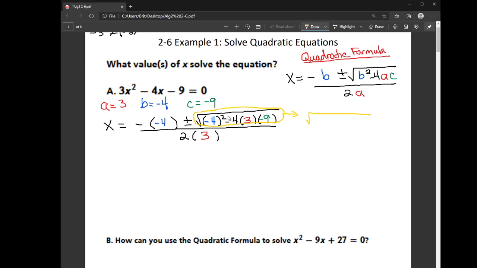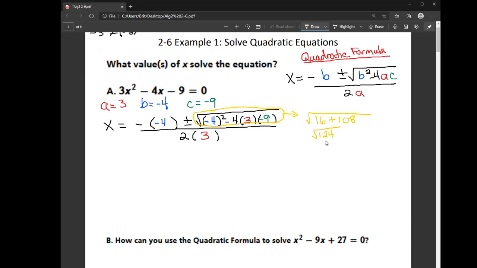So -4 squared is 16. And then 4 times 3 is 12. Times 9 is 108. And I have 2 negatives, so this is going to be a positive 108. So I'm going to add 16 to the 108 and I get 124.